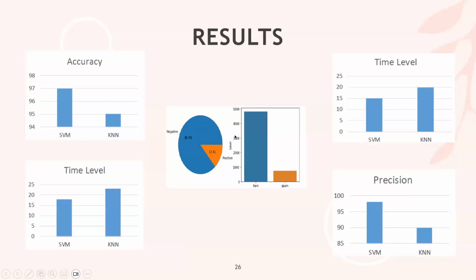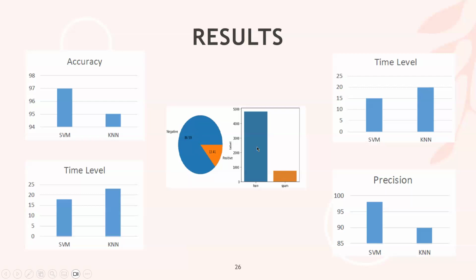Coming to the middle chart, which has a pie chart and a bar chart, the pie chart illustrates the distribution of two categories, negative and positive. Negative makes up the majority, accounting for 86% of the total data. Positive represents the remaining 13%, showing that the dataset is highly imbalanced with significantly more negative cases than positive ones.